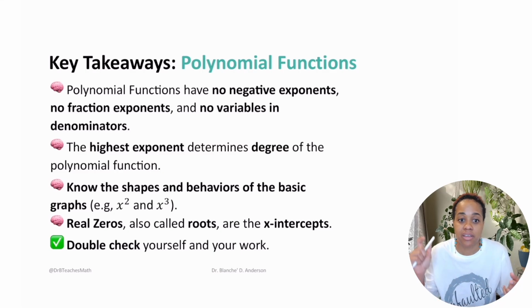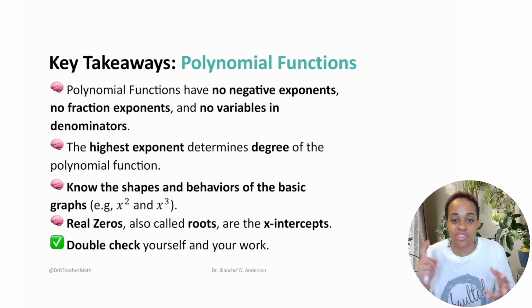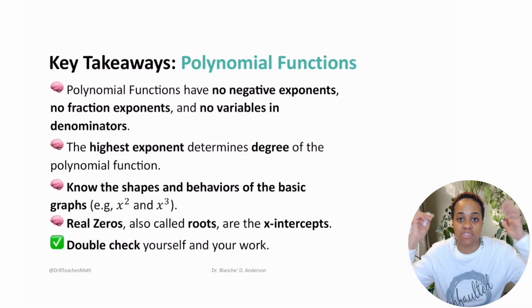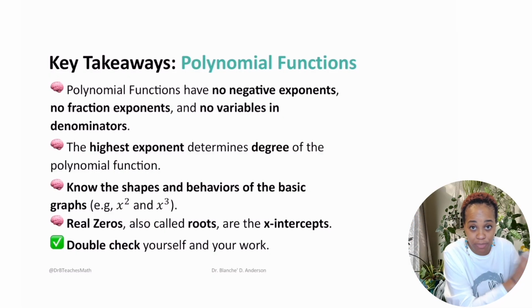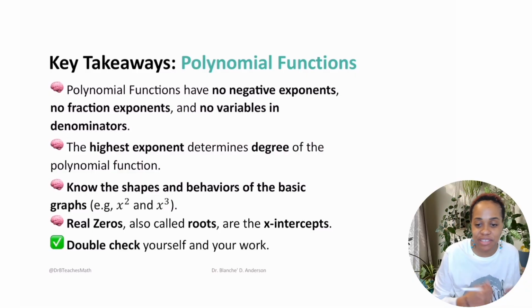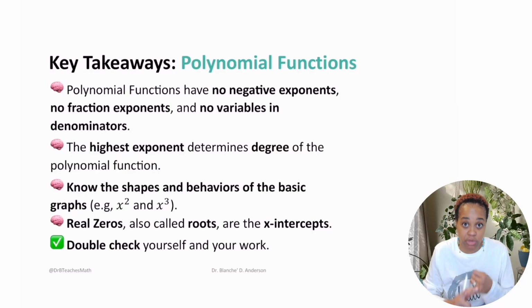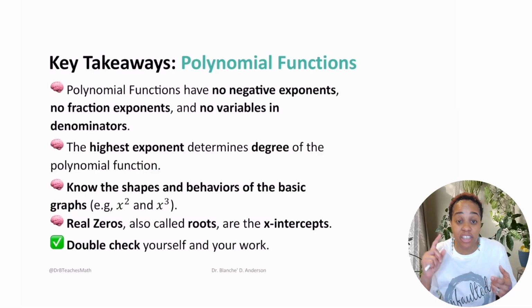Key takeaways: no negative exponents, no fractions, no variables in the denominator. The highest exponent determines the degree, not the first term that you see. Know the shapes and behaviors of the basic graphs, in this particular lesson, x squared and x cubed. Remember, real zeros means they're real numbers. They're also called roots, solutions, and x-intercepts, if they're real, not imaginary.